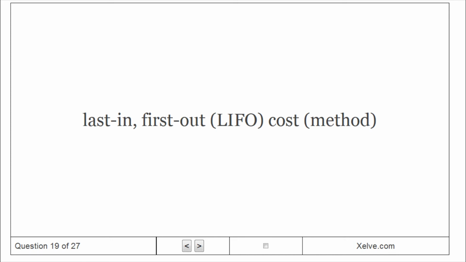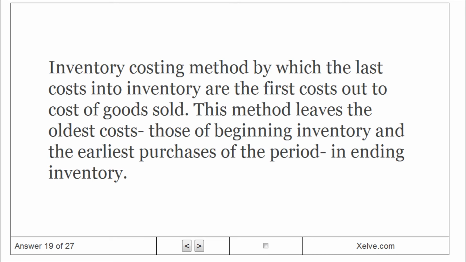Last in, first out cost. Inventory costing method by which the last costs into inventory are the first costs out to cost of goods sold. This method leaves the oldest costs, those of beginning inventory and the earliest purchases of the period, in ending inventory.